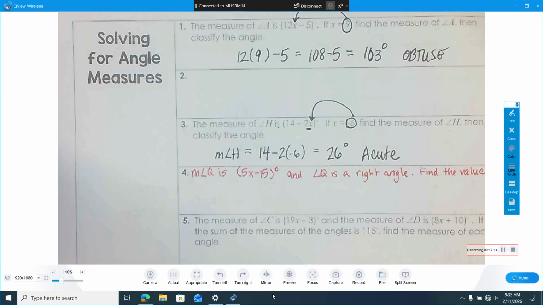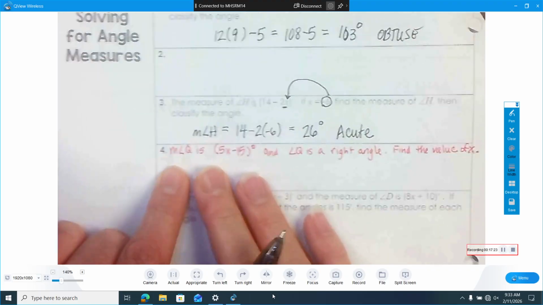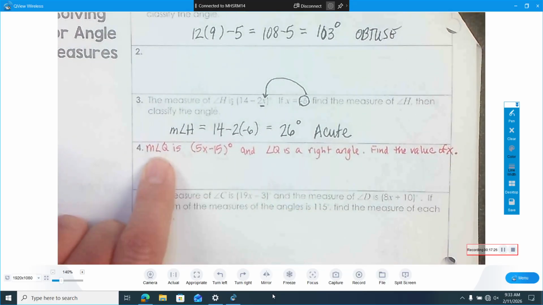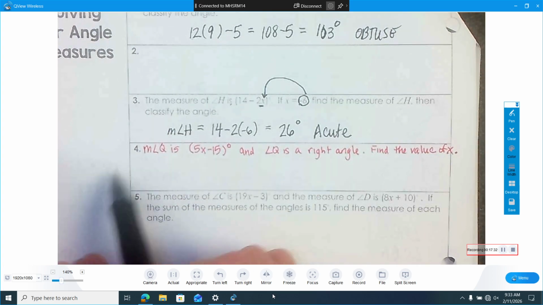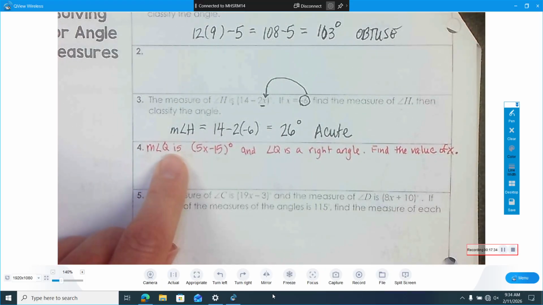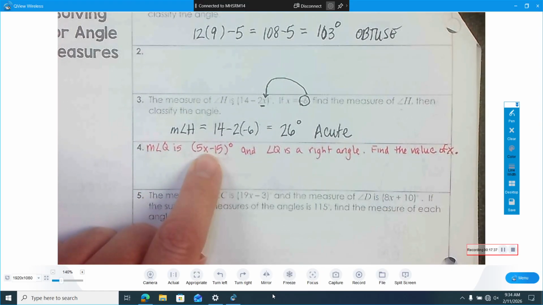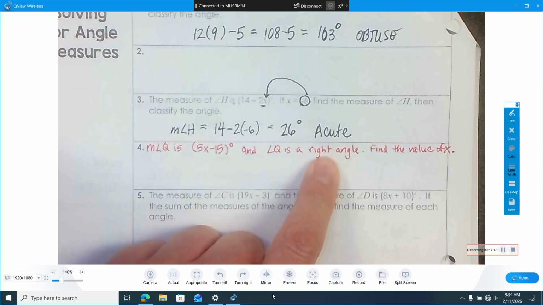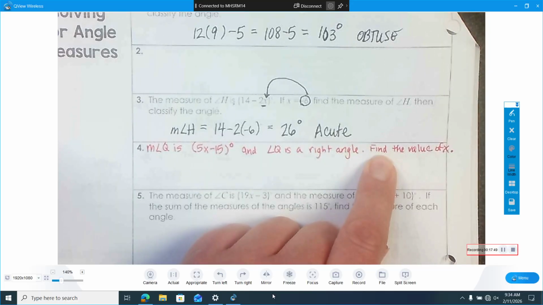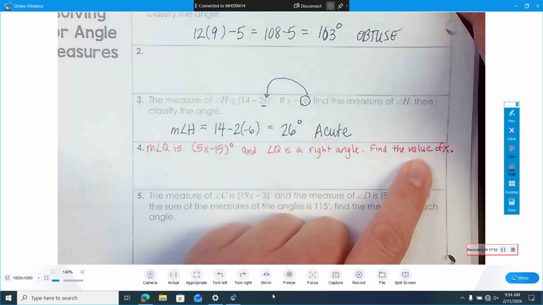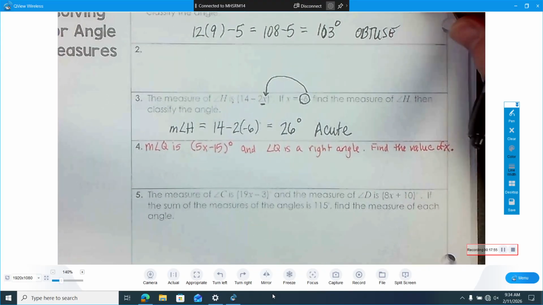Okay, so some of your questions, all we have to do is plug in the number. All right, that's nice. Let's look at number 4. I need you to write this one in. Number 4, the measure of angle Q. If you want to write it over here on the side, you can do that as well. The measure of angle Q is 5x minus 15 degrees. But also, angle Q is a right angle. On this one, they're asking us to find the value of x. I'll give you a second to write that down.